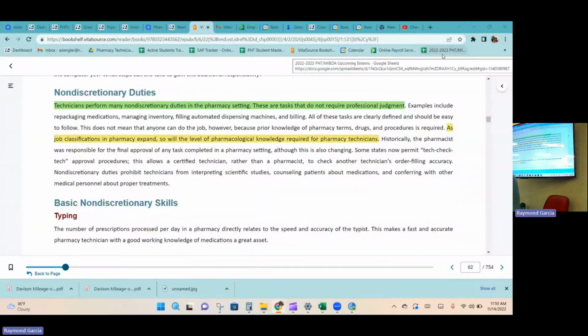Technicians perform many non-discretionary duties in the pharmacy setting. These are tasks that do not require professional judgment. Examples include repackaging medications, managing inventory, filling automated dispensing machines, and billing. All of these tasks are clearly defined and should be easy to follow. This does not mean that anyone can do the job, however, because prior knowledge of pharmacy terms, drugs, and procedures is required. As job classifications in pharmacy expand, so will the level of pharmacological knowledge required for pharmacy technicians.